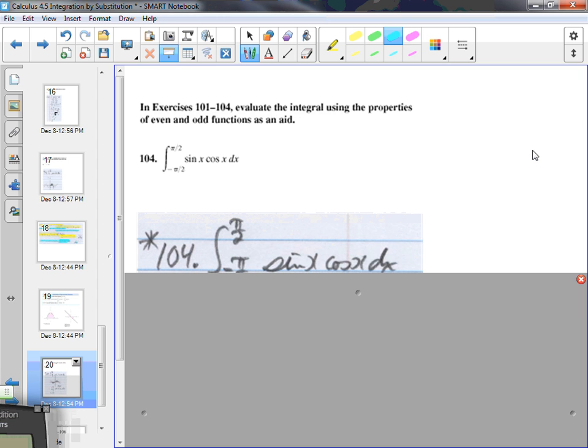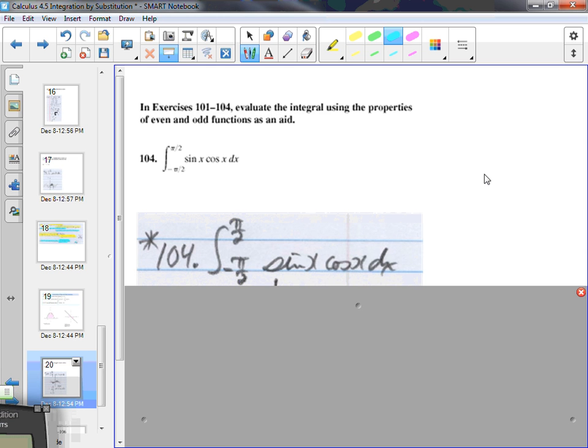Let's do number 104. It says evaluate the integral using the properties of even and odd functions as an aid. So we have the integral from negative pi over 2 to pi over 2 of the sine of x times the cosine of x dx.